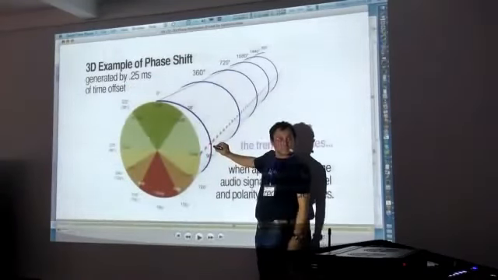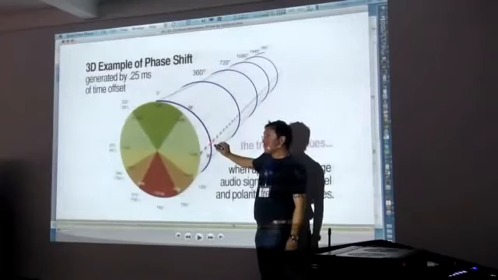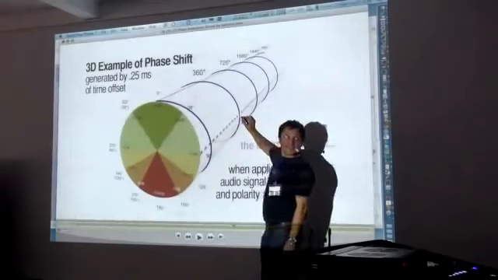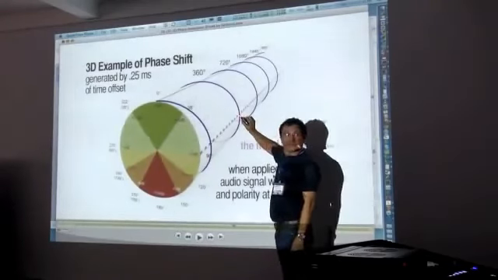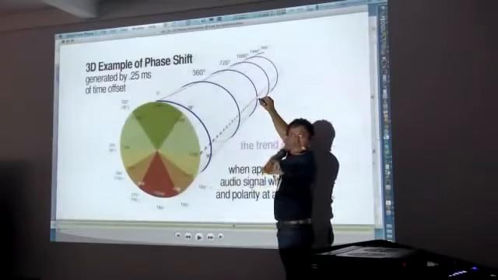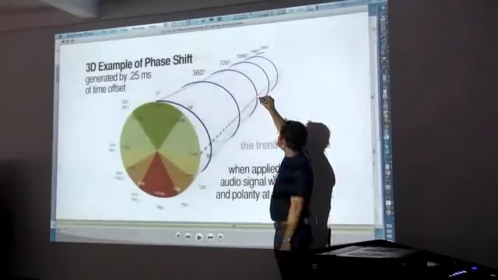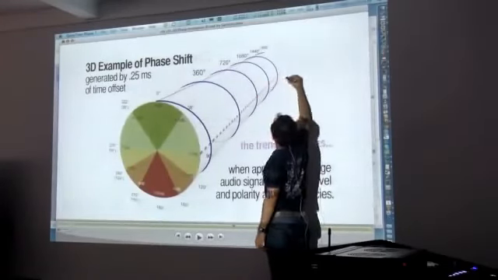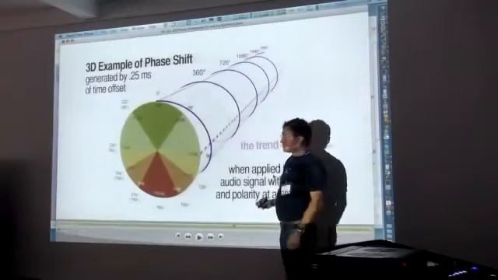The frequency that goes here is one cycle plus 90 degrees. The frequency that goes here is two cycles plus 90 degrees. 3 cycles plus 90. 4 cycles plus 90.